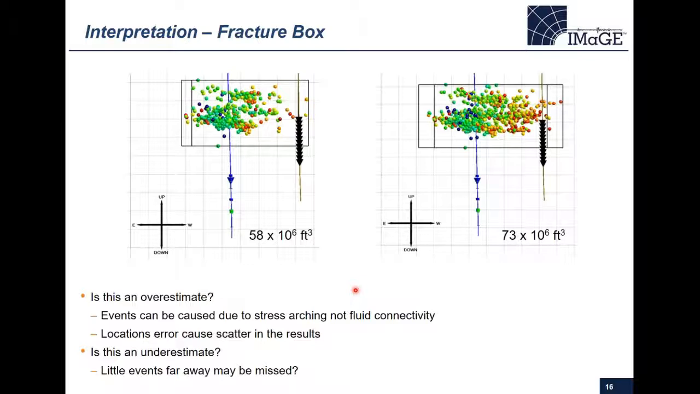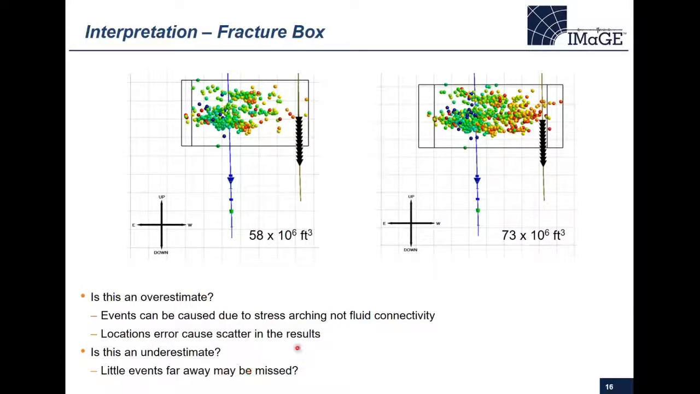So events can be caused due to stress arching, so not necessarily being the fluid connected fracture. As you inject a fracture in a rock, it's going to change its volume, and that will cause earthquakes away from the fracture, and those could be measured. We're also going to get things like the location error causing this scatter on the events, and so that could again be making our box too big. But there are other effects going the other way.